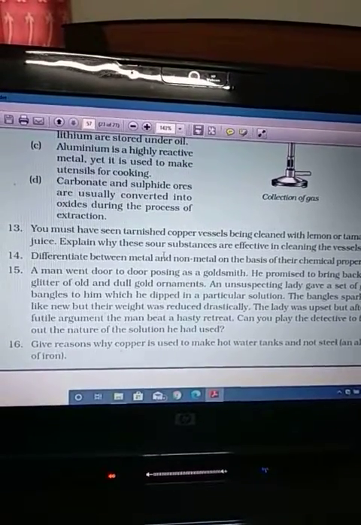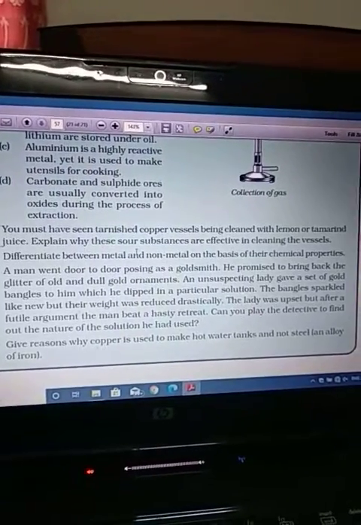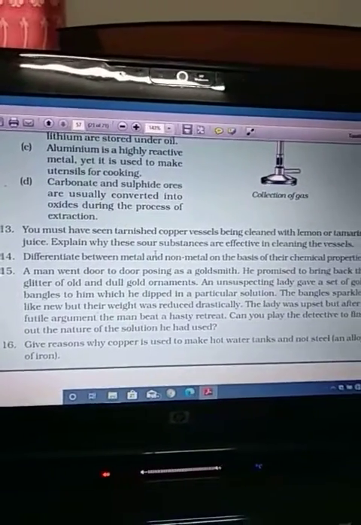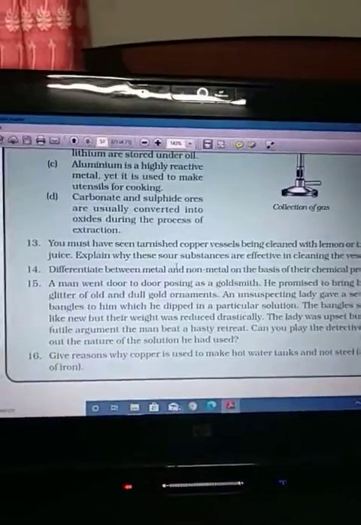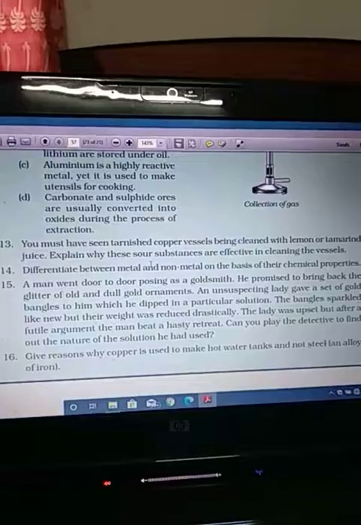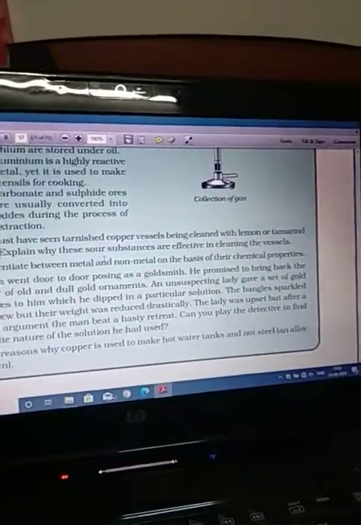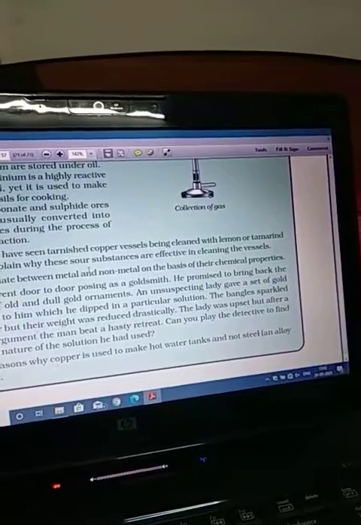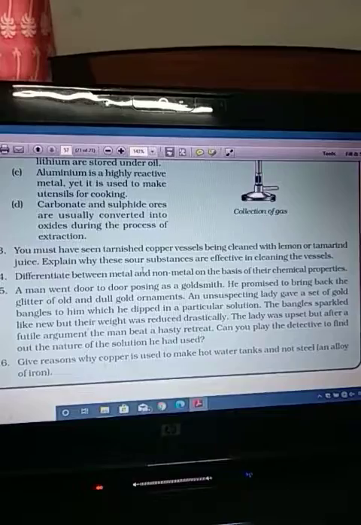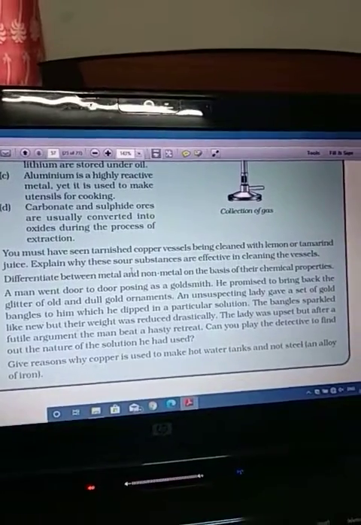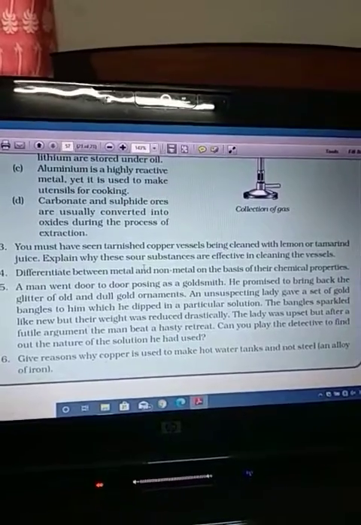15th question. A man went door to door posing as a goldsmith. He promised to bring back the glitter of old and dull gold ornaments, and an unsuspecting lady gave a set of gold bangles to him which he dipped in a particular solution. The bangles sparkled like new, but their weight was drastically changed. The lady was upset, but after a futile argument, the man beat a hasty retreat. Can you play the detective to find out the nature of the solution he used?